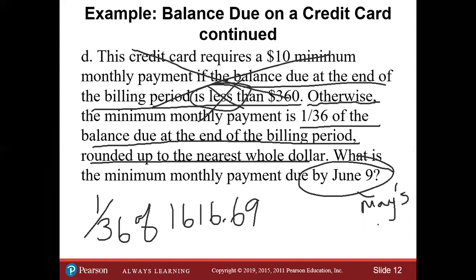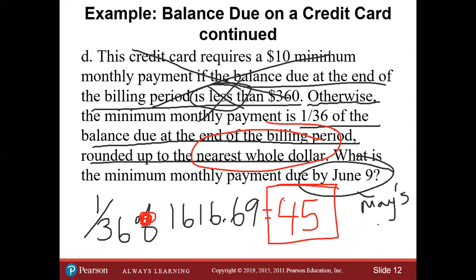Of means to multiply. So we plug this into our calculator, 1/36 times 1616.69, and it gets us, rounded up to the nearest whole dollar, 45. So the minimum monthly payment would be $45.